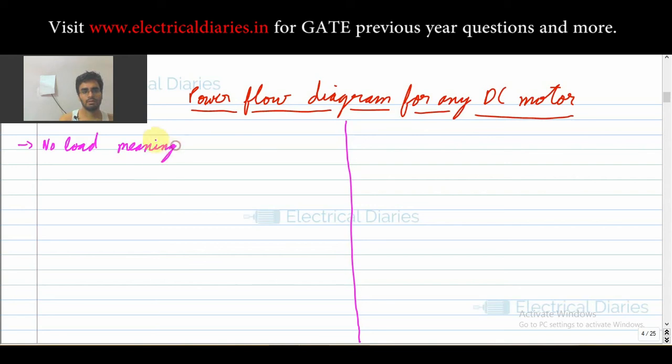Okay, so these concepts are to be in your mind always, because then only you can strike the question. Otherwise, you will just mug up. You will just be lost in so much theory and things. So these are the things that you should remember. So, power flow diagram for any DC motor.